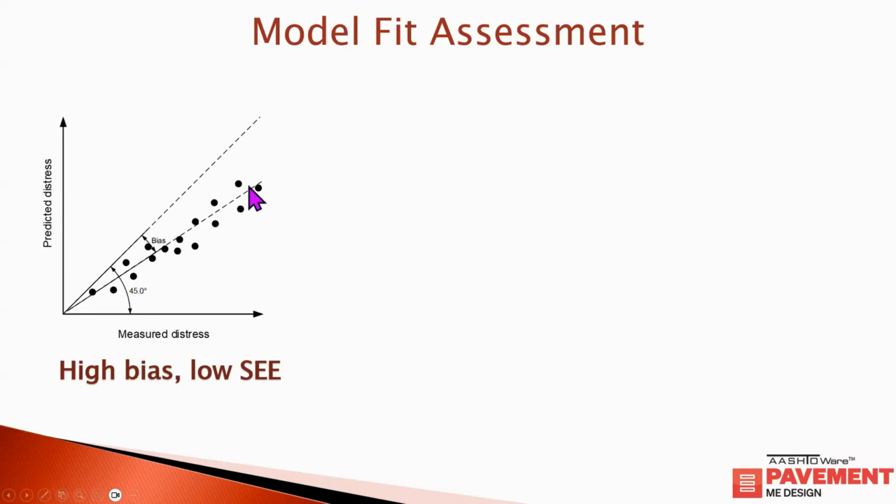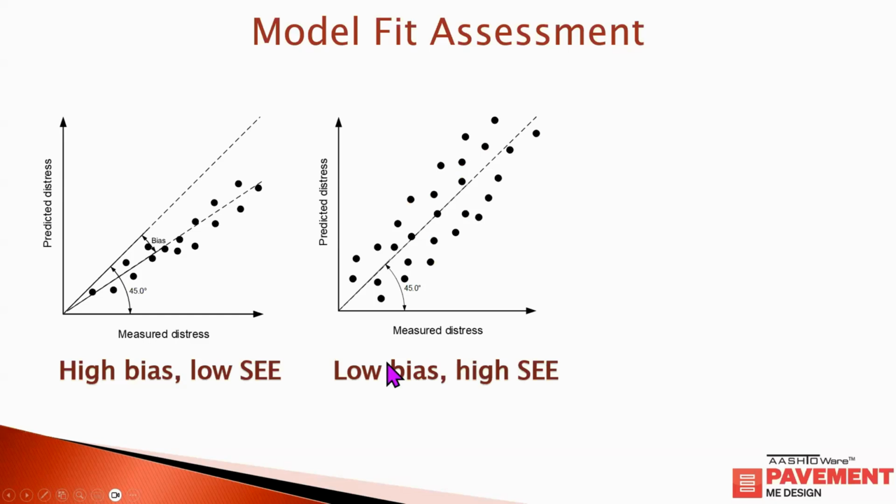But for the modeling of that new trend, there's very low standard error. If you're using this as your new model, there's little standard deviation of the residual error between predicted and measured data. So that's a high bias, low standard error case.